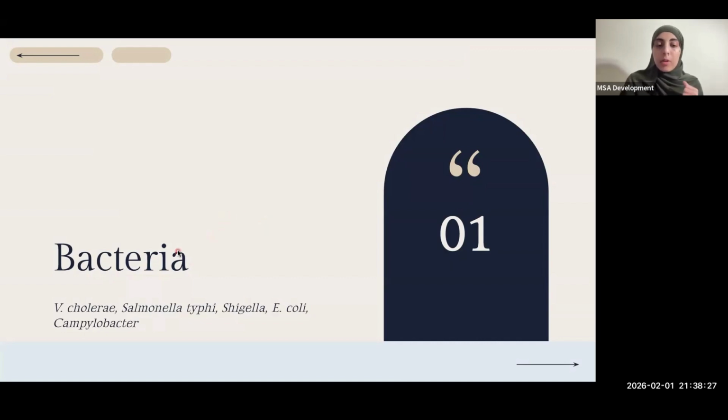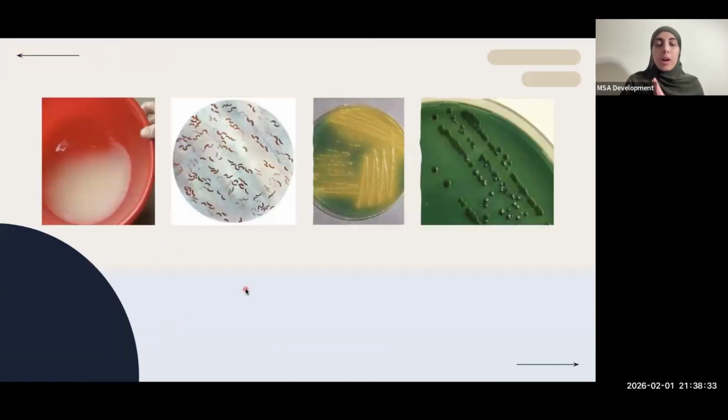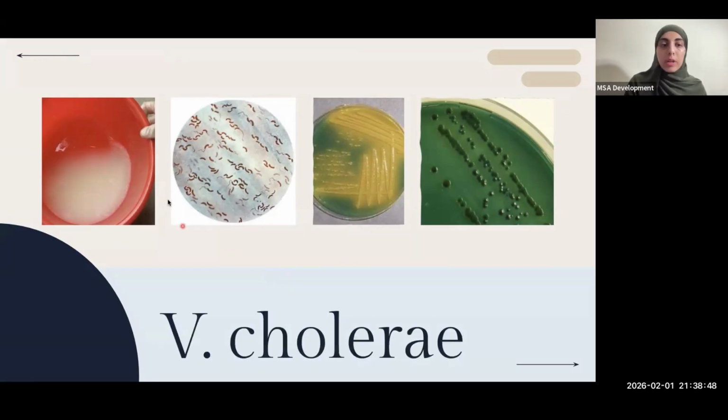Starting with bacteria, we're going to talk about cholera, salmonella, shigella, E. coli, and campylobacter. Okay, so I'll show you pictures of the organism, and I want you guys to identify what organism this is. Okay, I'll give you a few seconds. Okay, so this is cholera. Look at the rice water stool and all of these pictures. So we'll talk all about this.